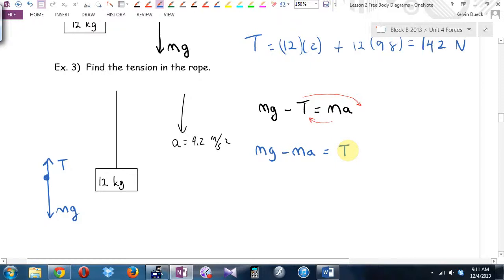Is that okay? Do I know everything to find tension? Yeah, I do. It's going to be 12 times 9.8. Why not negative? I took care of the direction with my winner minus loser. I don't need to worry about that for this unit. Minus 12 times 4.2.